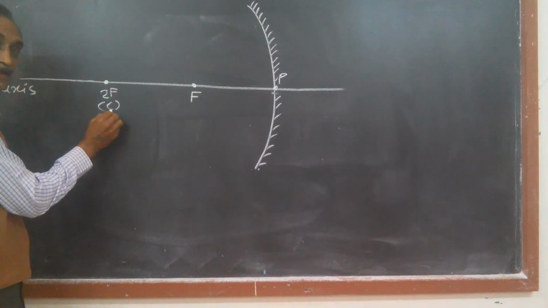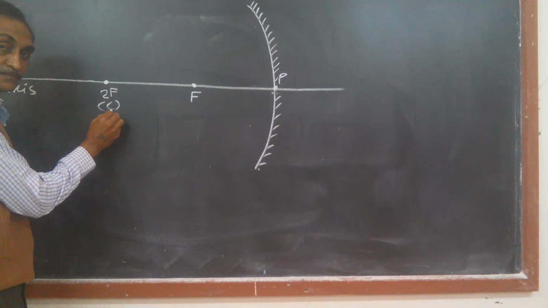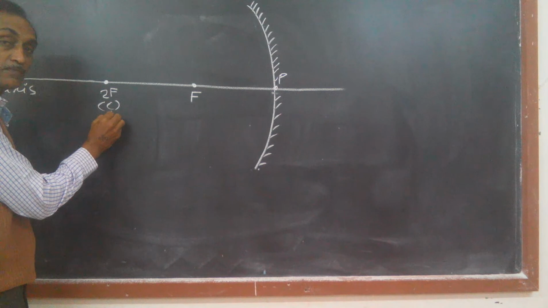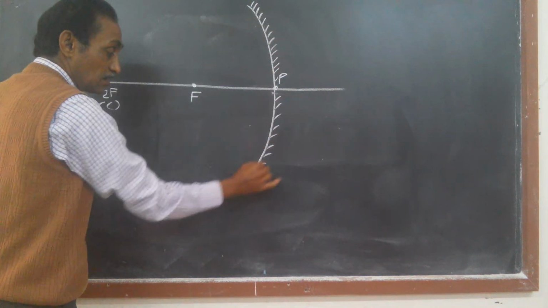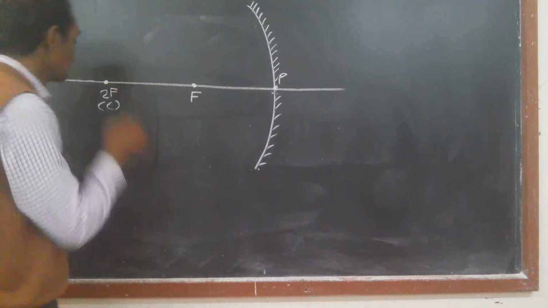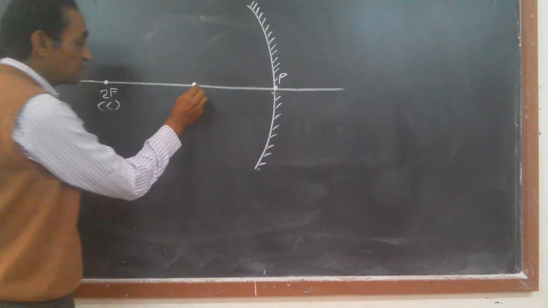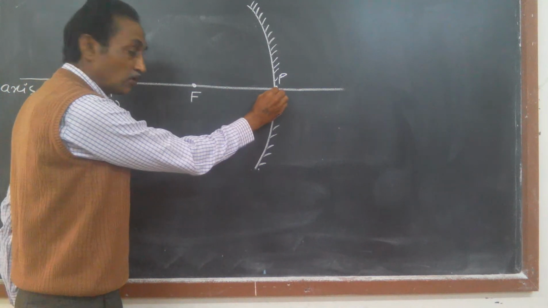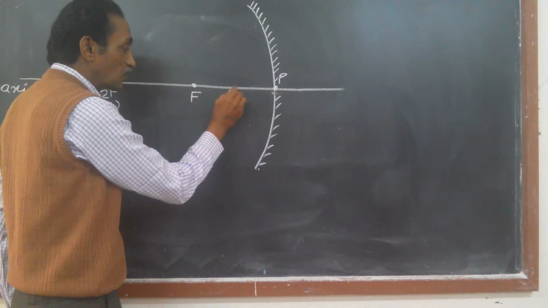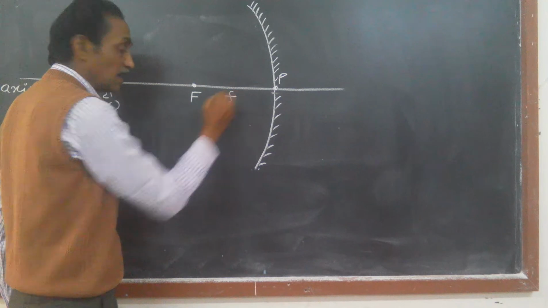This point is C, center of curvature. It is the center of the sphere of which the mirror is a part. The distance between principal focus and pole is called focal length. It is denoted by F.